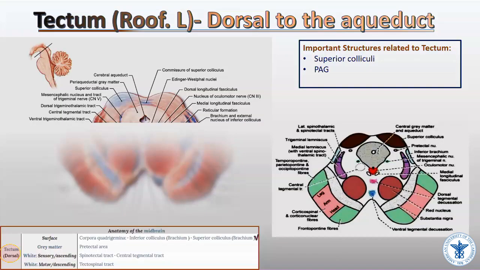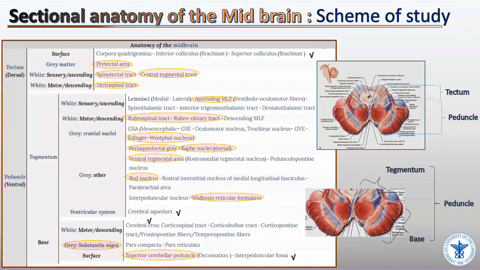Now, how I wanted to organize the talks on the sectional anatomy would be to look at it this way. You have the basic division. I told you yesterday what the tectum means. Tectum comes from the Latin word for roof, with reference to the CSF space. So it's dorsal to the aqueduct, and therefore it's called tectum. That's where the colliculi are located. And then you have the part which is in front, which is called the peduncle.